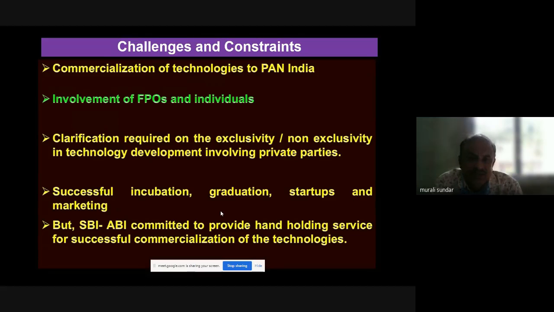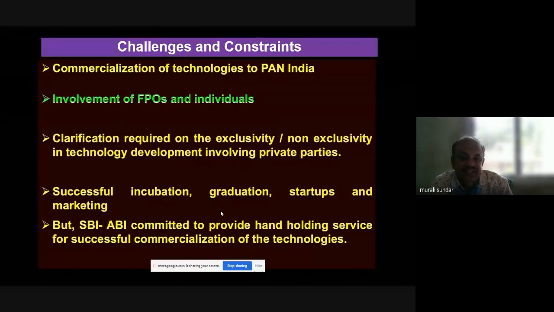But I request all the participants and those listening to this lecture to think over it and involve themselves through FPOs, NGOs or angel investment funds. Somebody might have given a lecture on how to approach ABA, incubation centers, graduation, commercial scale application and marketing. All those things somebody might have covered, so I purposely avoided them. All those principles are applicable here also, and they can easily involve themselves to commercialize these technologies.